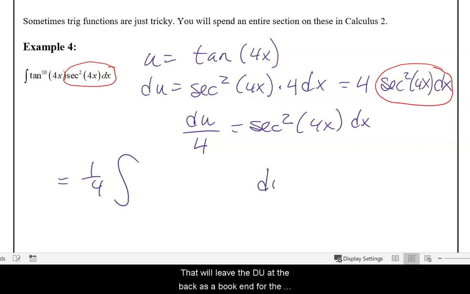That will leave the du at the back as a bookend for the other end of the integration symbol. Remember, you can't have an integral symbol without the differential. You have one, you have the other.